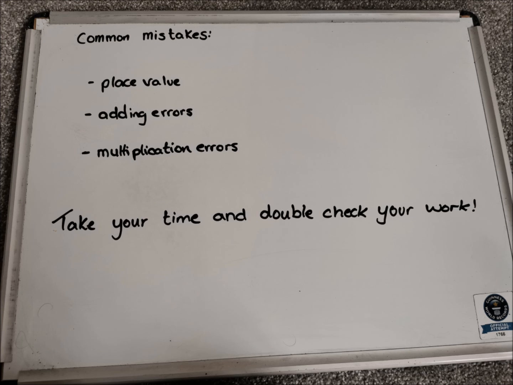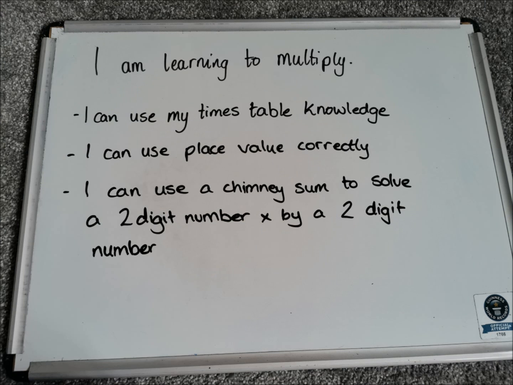So hopefully you have learned how to use your chimney sums to solve a 2-digit times a 2-digit number, and we're beginning to think about a 3-digit number times a 2-digit number. We'll continue to practice our times table knowledge, and we'll continue to practice using place value correctly.